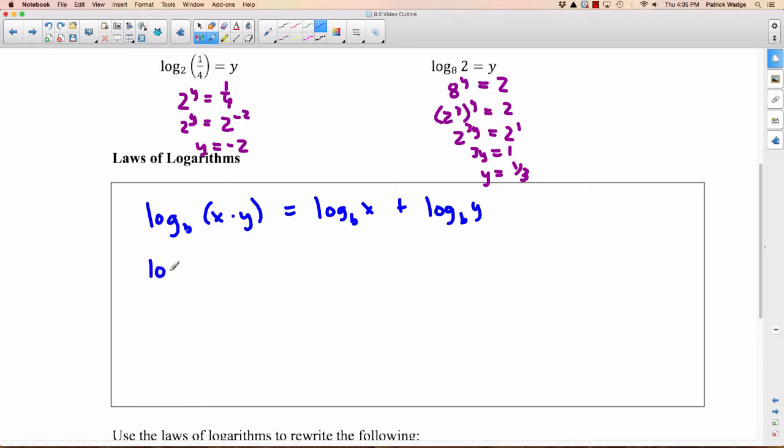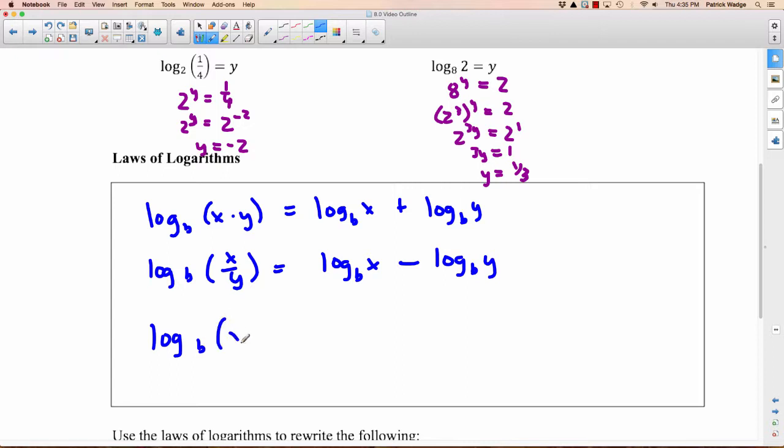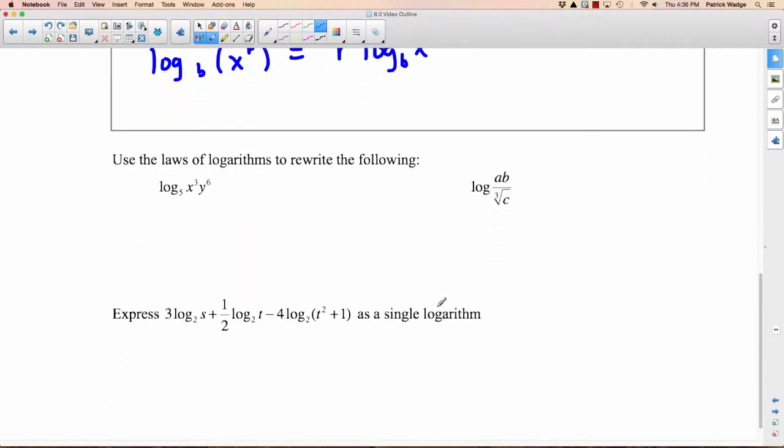Okay, very similar to that. The base b logarithm of x divided by y is equal to the base b logarithm of x minus the base b logarithm of y. And finally, the base b logarithm of x to the r power is equal to r times the base b logarithm of x. So those are 3 rules you've seen before, and you definitely need to know them in this chapter. So we're going to use those laws just to rewrite these.